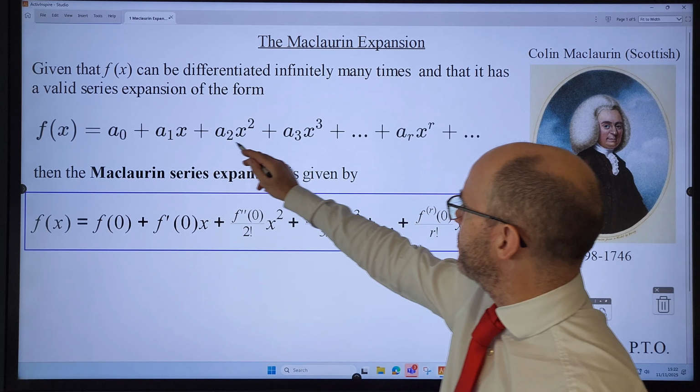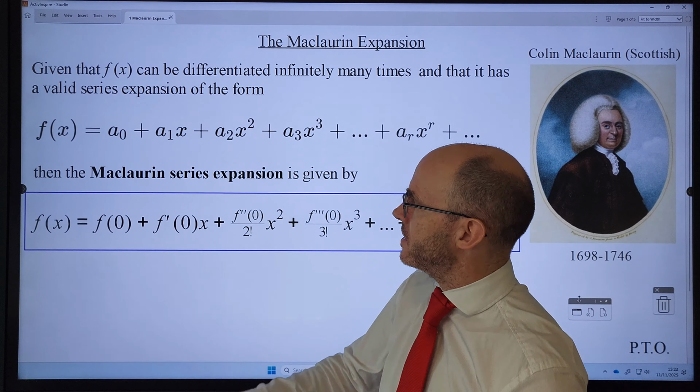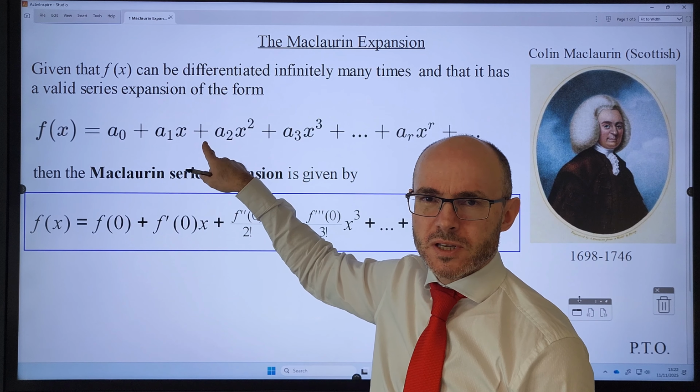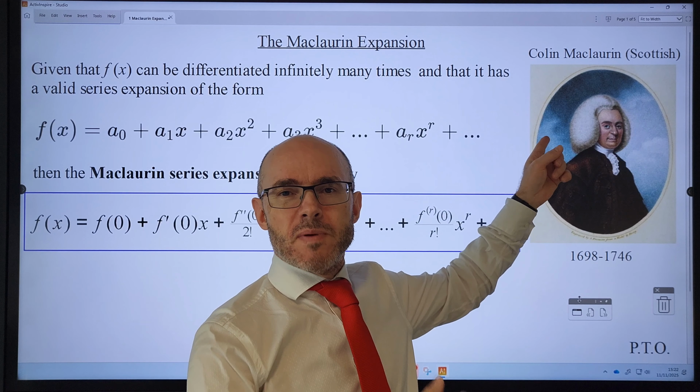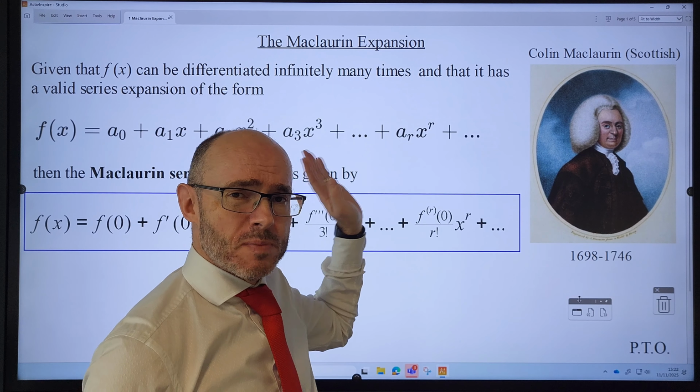Okay, so it's an infinite polynomial written as something plus something x plus something x squared plus something x cubed, all the way up to whatever you want, x to the power of 100, 1,000. Basically, it's an infinite expansion, keeps going.